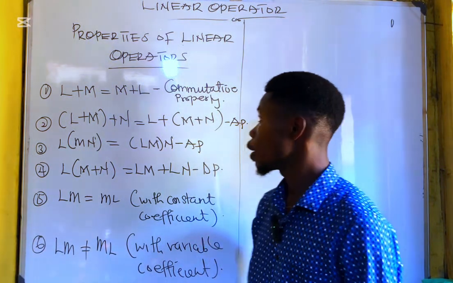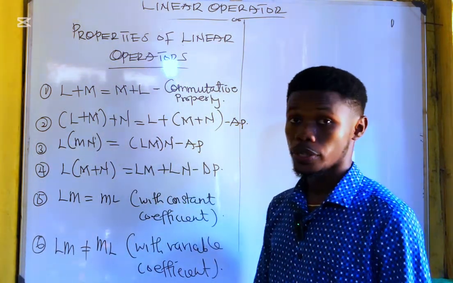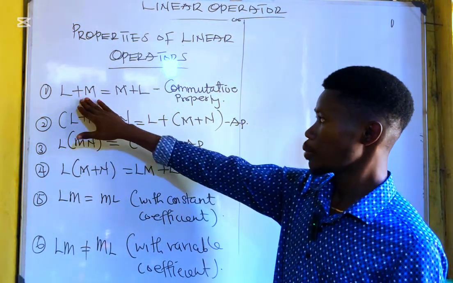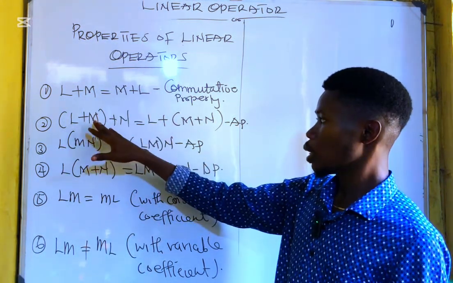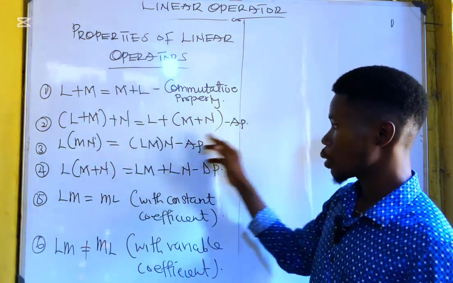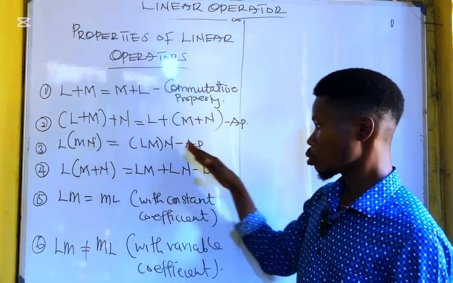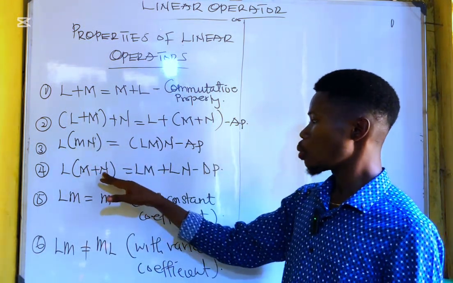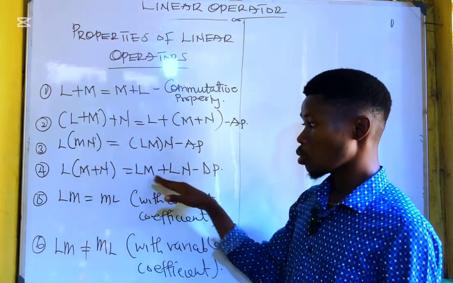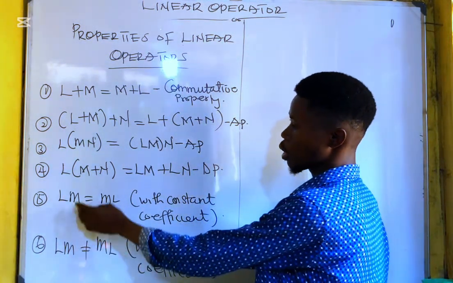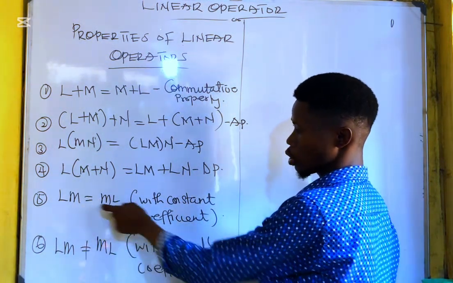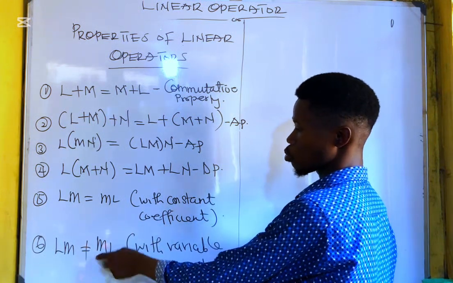All right, so let's look at properties of linear operators. One, linear operators are commutative. Linear operators are associative. Linear operators are distributive. Now here, there are two things. You could see that here I've written this is equal to this, but here I'm saying it's not equal to.